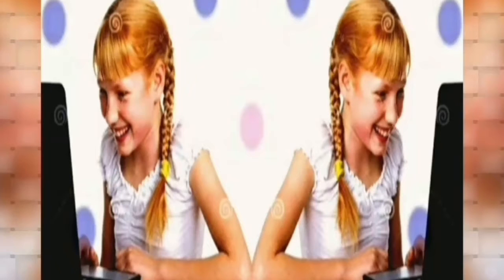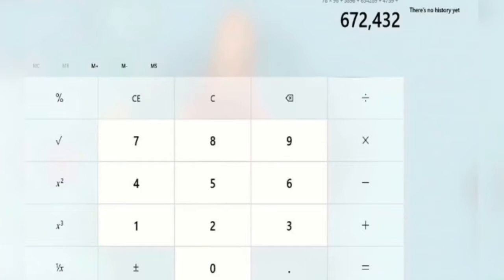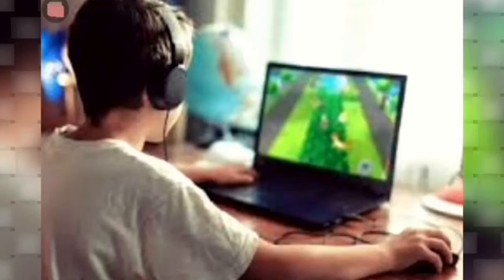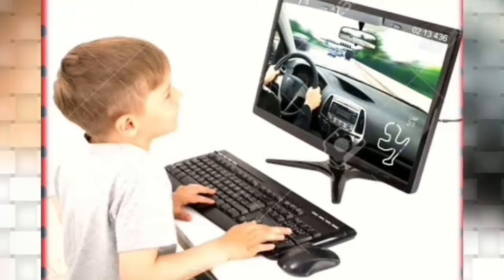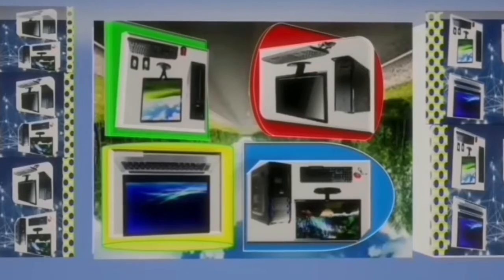The term computer is derived from the Latin word computere, meaning to calculate. A computer is an electronic device that receives, processes, stores, and gives out the result in the desired form. A computer performs both simple and complex operations with speed and accuracy. Basically, a computer system refers to a combination of hardware, software, data, and user.